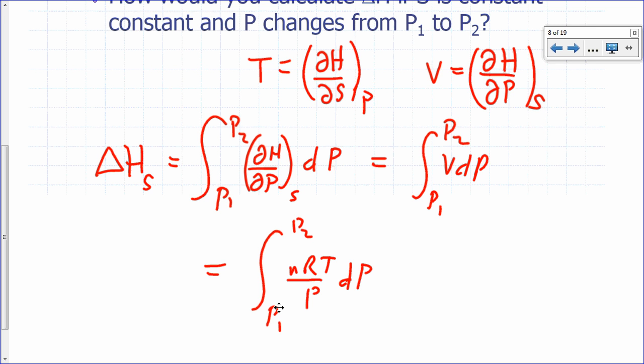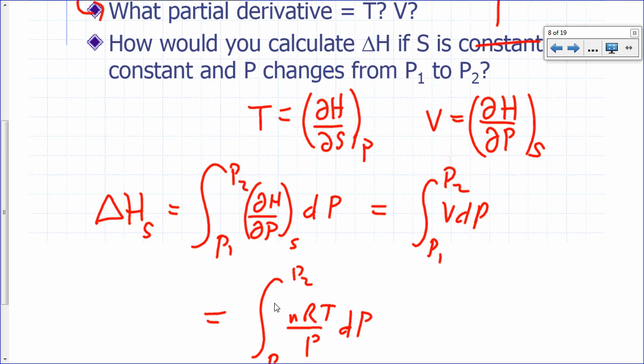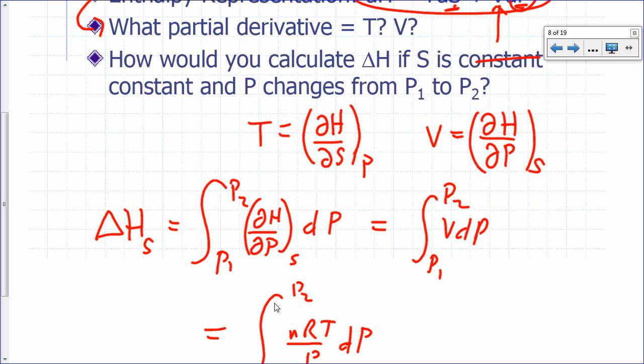Constant S, T is not constant, right? You don't know if T is constant, so you can't factor it out. Okay, so what would you have to do? You'd have to plot V versus pressure and integrate to get the area under the curve. Okay, so and RT over P versus P.